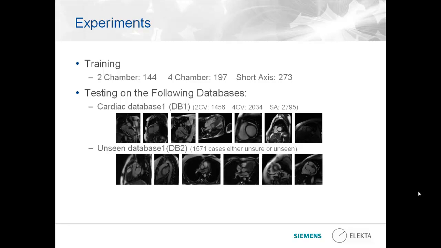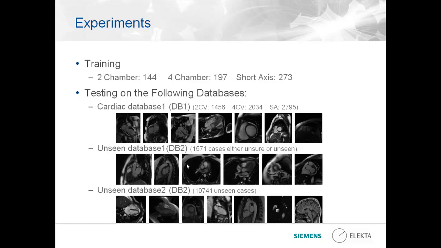And the second database that we test on has over 1,000 cases, which are either unsure images or unseen images. And none of the training images were selected from this database. And the cases in this database include some certain types, but it also includes some uncertain types, as you can see from some image examples here. And the third database is for testing the stability of the approach for practical clinical use. So it has a large data set of over 10,000 unseen cases, and none of the training images are included in this database. It not only contains the usual cardiac images, but also contains some other types of MRIs like brain MRI or bladder MRIs.